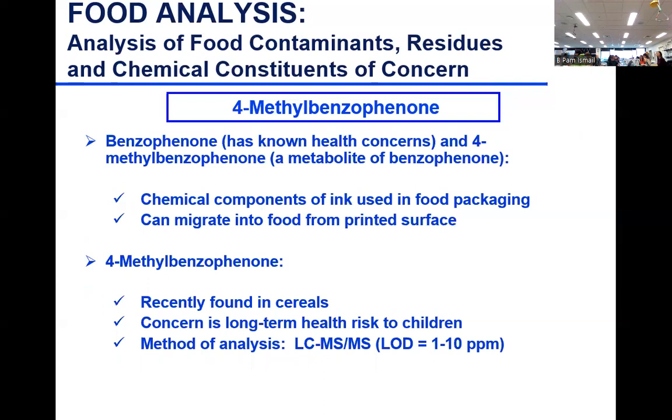For methylbenzophenone, this comes from ink. That's the example of a cereal box, and now they are in a plastic container to avoid any leakage of this chemical from the ink on the cover, on the outer package, into the food. So there are long-term health risks for children, impacting specific organs, and the method of analysis, again, is LC and GC. You don't have to remember the limit of detection.